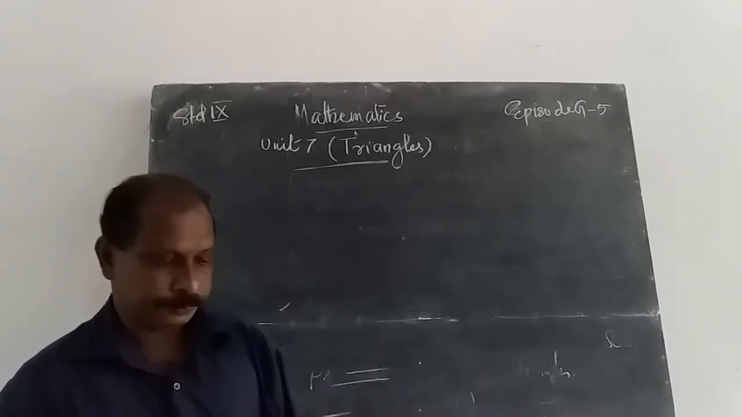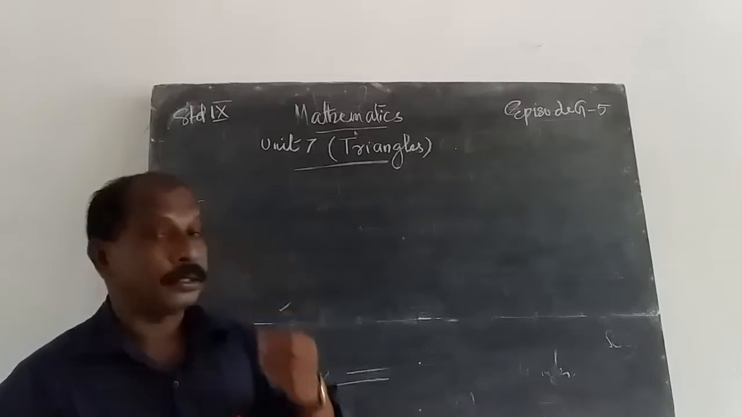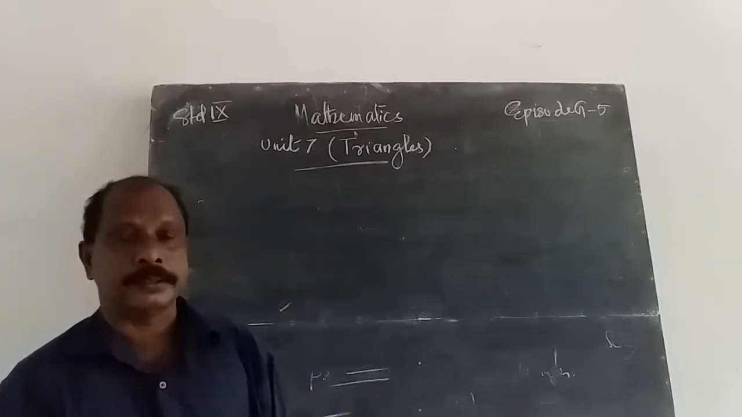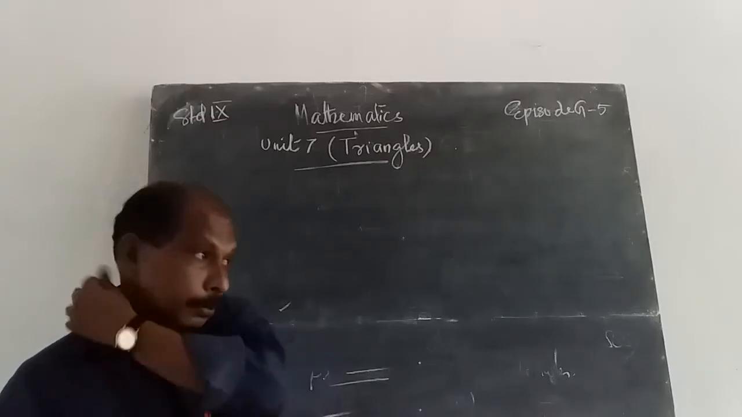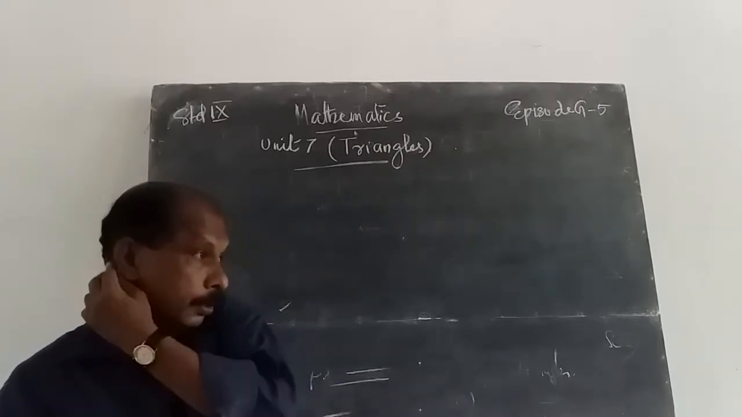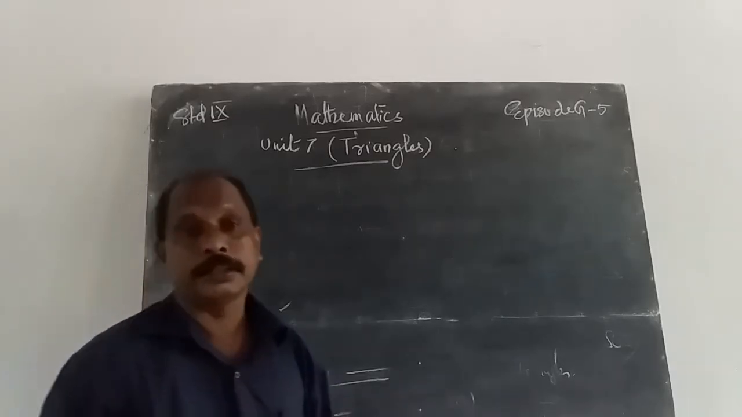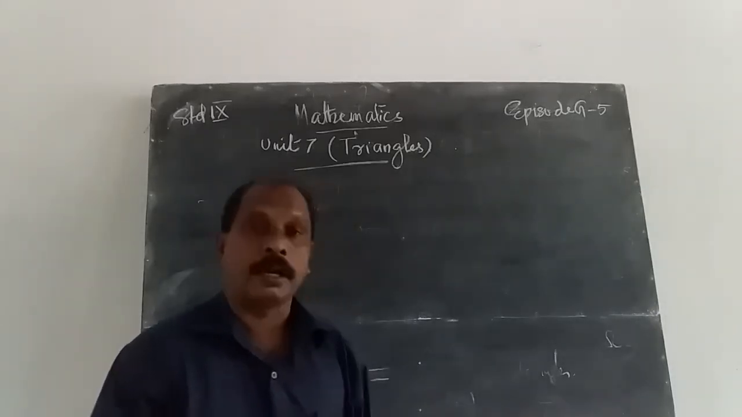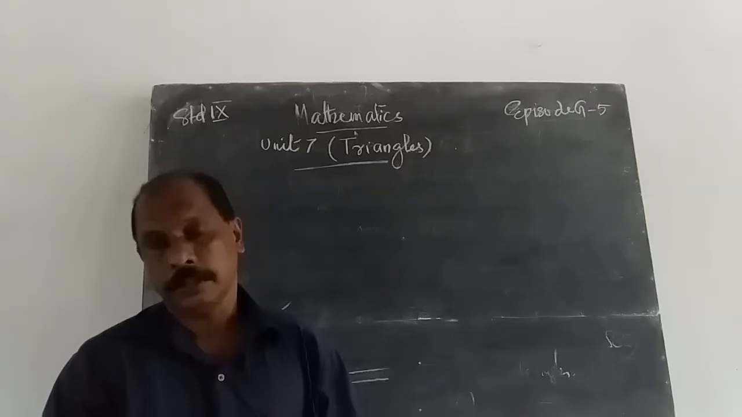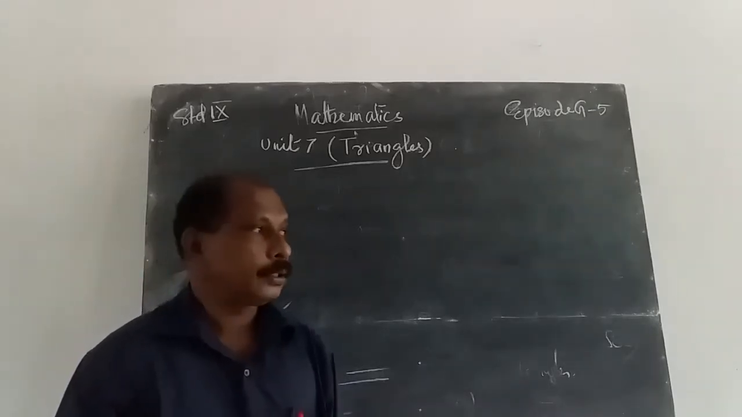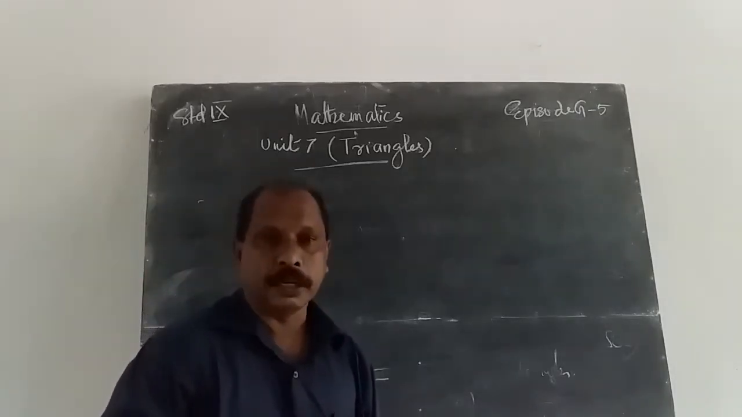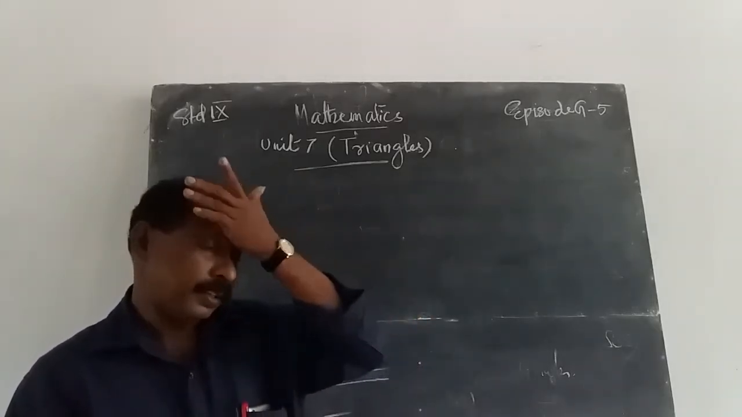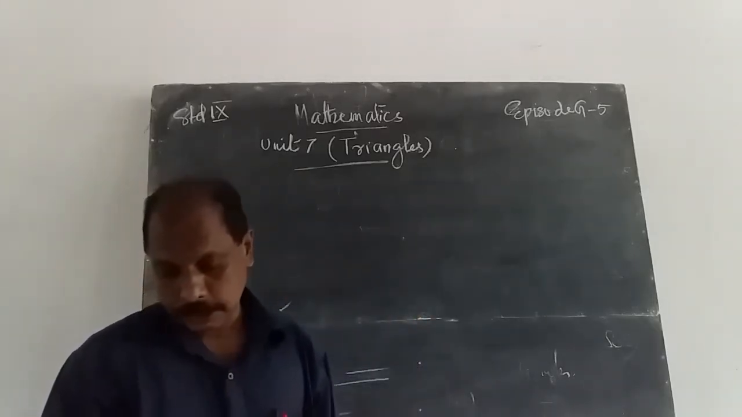Dear students, the fifth episode discussed the next chapter, that is chapter number 7, triangles. Then what do you mean by triangle? A triangle means it is a closed figure with 3 sides and 3 common points.